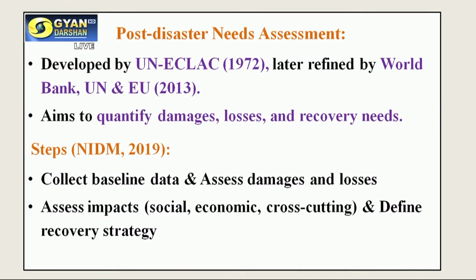For example, if any state is affected by a massive disaster, mostly a central team goes and visits, and the state teams also give reports on the disaster. So it gives accurate information about the situation, so that the decision maker can plan and distribute relief. Another important thing is the post disaster needs assessment, which is a kind of baseline data to assess the damages and impacts, mostly focused on socio-economic and cross cutting issues.